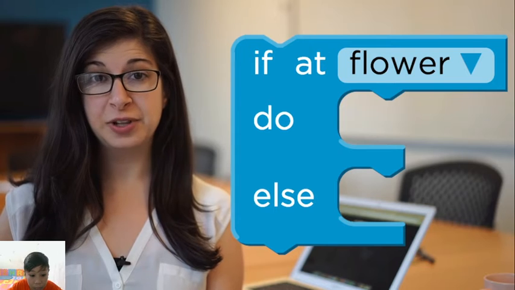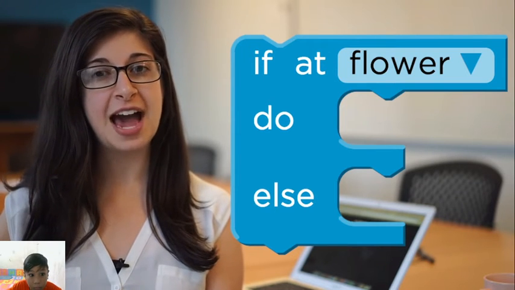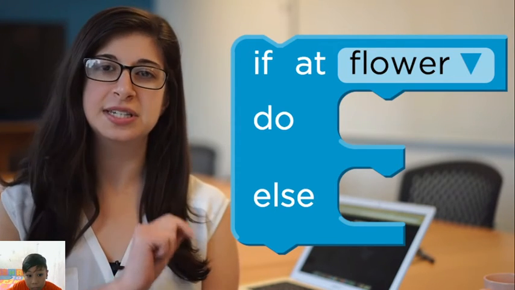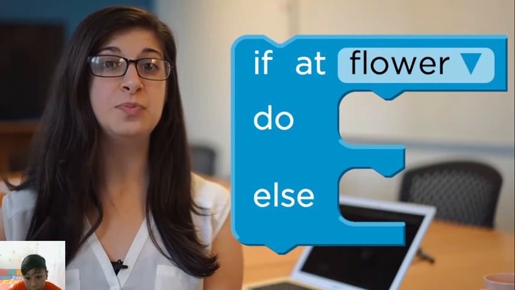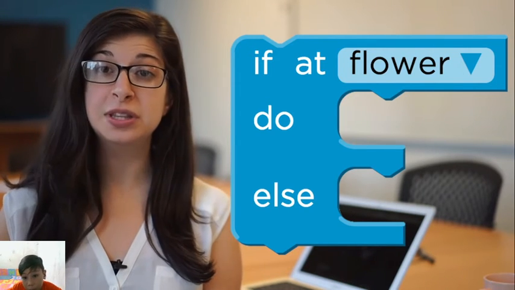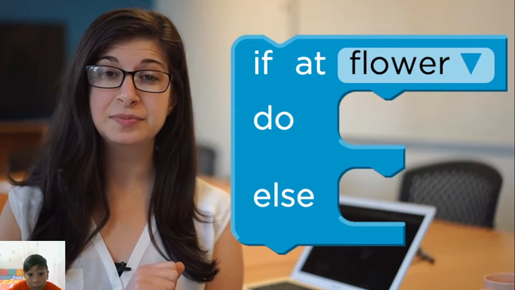If the bee is at a flower, the bee will do the set of actions you put in the first part where it says do. If the bee is not at a flower, the bee will do the set of actions you put in the slot where it says else.